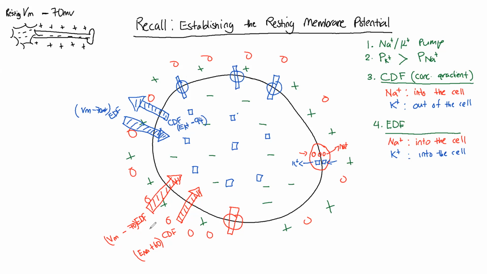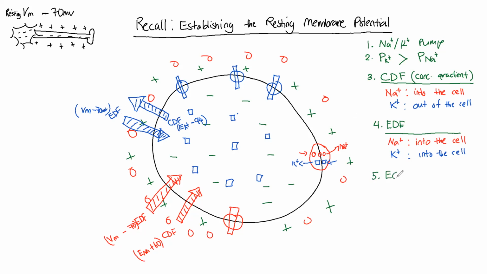So we talked about the CDF of sodium, which is really influenced by sodium's equilibrium potential, positive 60. We talked about the EDF of sodium, influenced by the membrane potential. We then spoke about the CDF of potassium, which is influenced by potassium's equilibrium potential, and the EDF of potassium, which is again influenced by the membrane potential of -70. And now the next step, the fifth step, is to really combine these forces and talk about the ECDF.